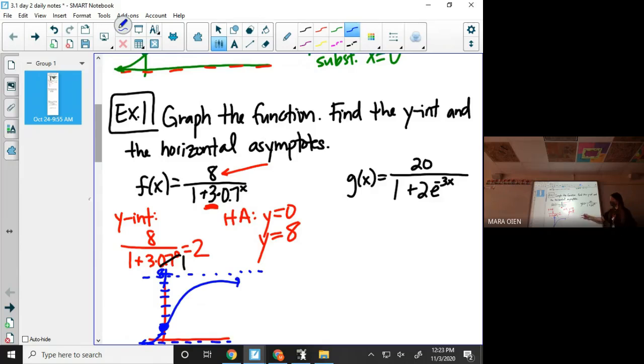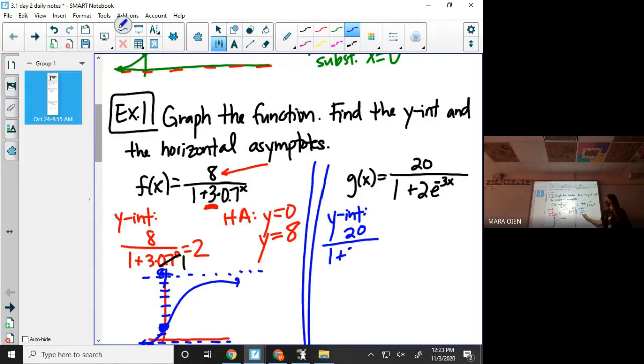Okay. Same type of thing if I try this last one right here. If I try this last one, my y-intercept. Now they do have that e, but that doesn't matter. I'm going to put 0 in. -3 times 0 would be 0. E to the 0 is still just 1. Anything to the 0 power is 1. So I really have in the denominator 1 plus 2 times 1. Well, 2 times 1 is 2, so that would be 1 plus 2, which would be 3.